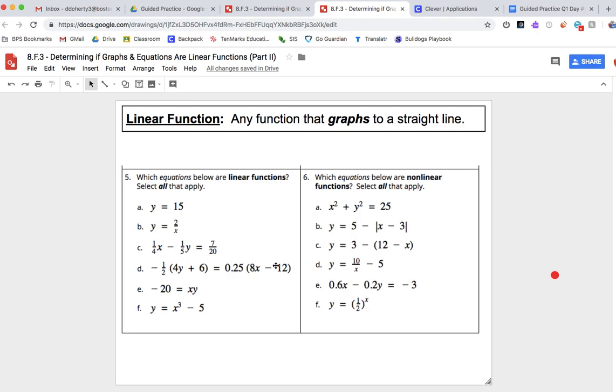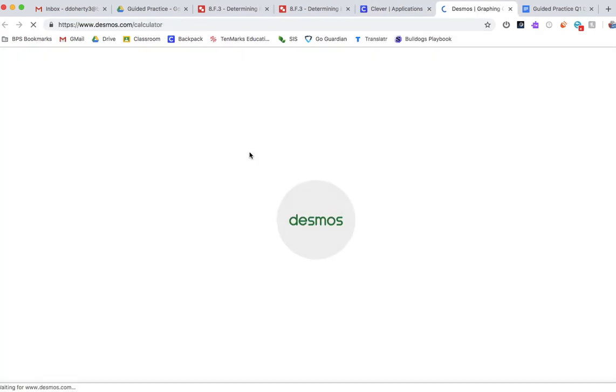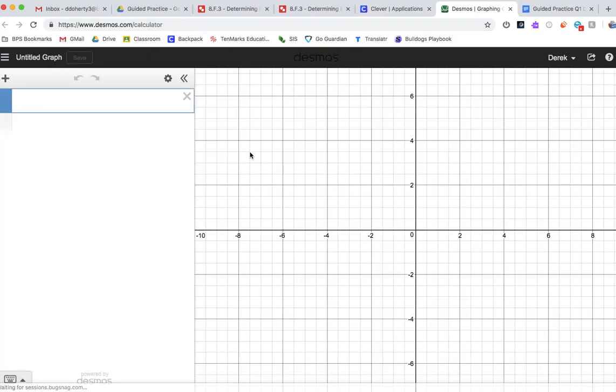One of the best ways, if you don't start to recognize already the rules that turn these linear equations into nonlinear equations, is to use the graphing calculator Desmos. It's a tool that's on your Clever backpack, so if you go there, right near 10 marks, we see Desmos graphing calculator. If I open that up, Desmos is a computer program that will find solutions to any equation you put in as quickly as you could imagine and then put a graph.